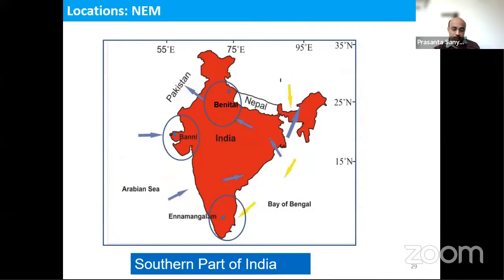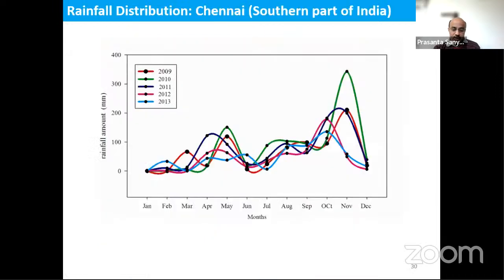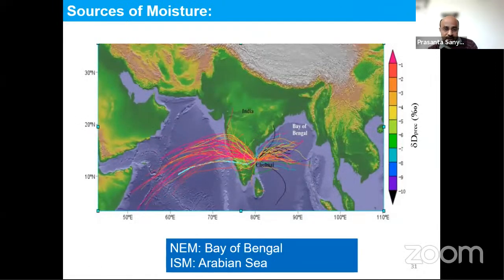So let us now go to the southern part of India. In southern India, if you see the rainfall pattern, in the vertical axis we have rainfall, and in the horizontal axis all the months. You can see that the maximum rainfall is in the winter in the northern hemisphere, but you also receive rain during the summer months. So what we did, we tried to understand the sources of the vapor in Chennai, one of the sites where we were collecting rainfall.